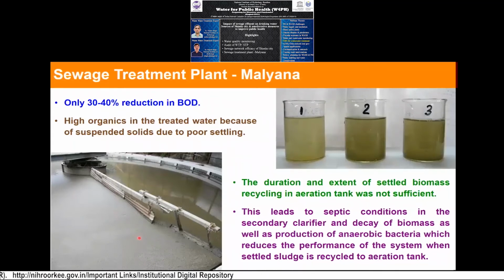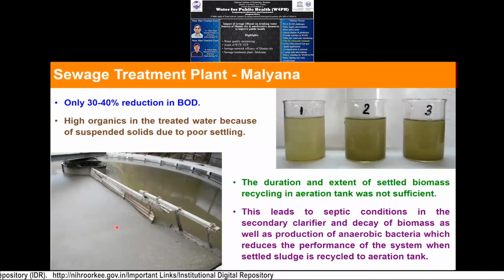So what has happened in this treatment plant is that the operating team, as well as some of the people from the IPH department, thought: why are we circulating so much settled sewage sludge from the secondary clarifier to the aeration tank? If we stop recirculating it, and recirculate it once or twice in a day, then we would be saving a lot of energy.